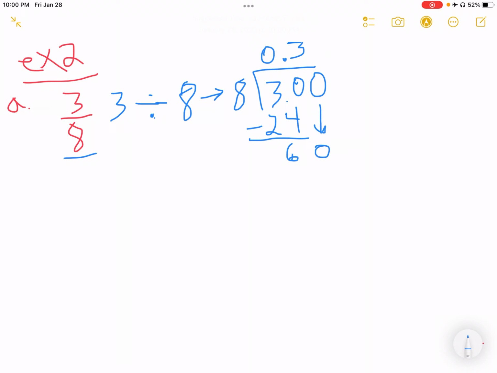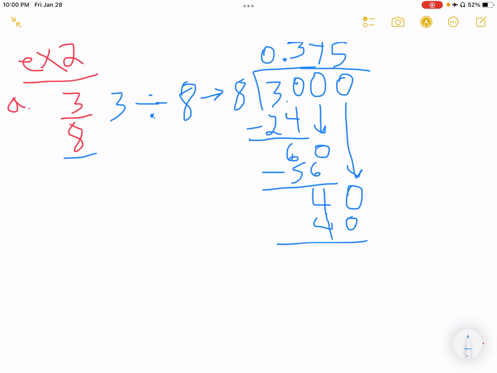And then we bring the 0 down. And then 8 would go into 60. 7 times would be 56. So we put a 7 here, and we have 56. So doing it step by step like this, we have 4. And then we can keep adding zeros as long as we want. And then 8 goes into 40 5 times. Then we have 40, and then we subtract that. But the 0 is our remainder.